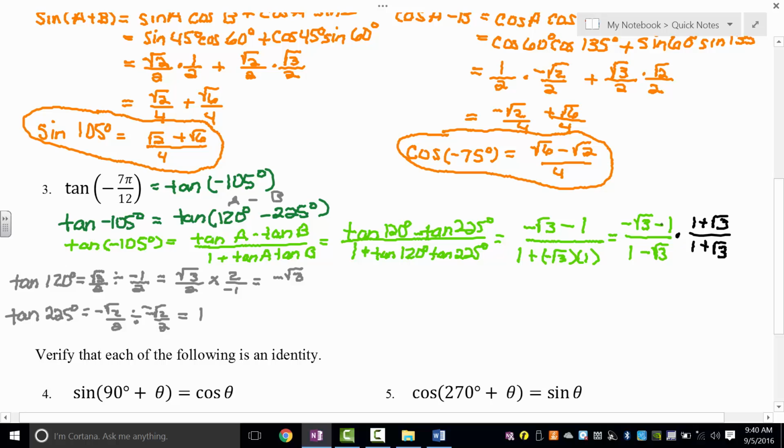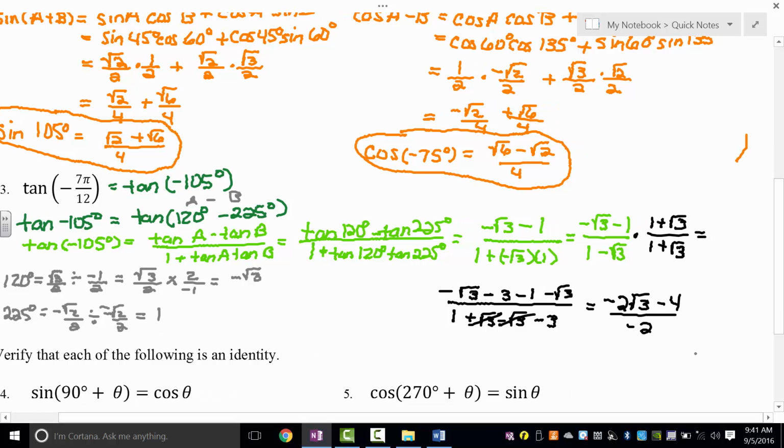So as you can see, we will end up doing a FOIL method or double distribution in the numerator and the denominator. Once we multiply that out, first, outer, inner, and last, and simplify. Numerator: I have negative radical 3 minus radical 3, so negative 1 minus 1 is negative 2 radical 3. And then I have negative 3 minus 1, which is negative 4. In the denominator, positive radical 3 and negative radical 3 cancel, and 1 minus 3 is negative 2.